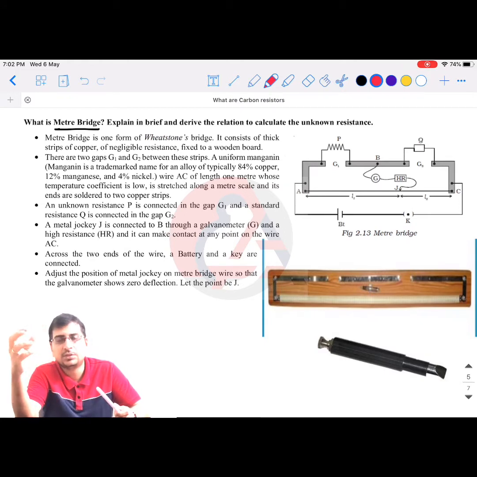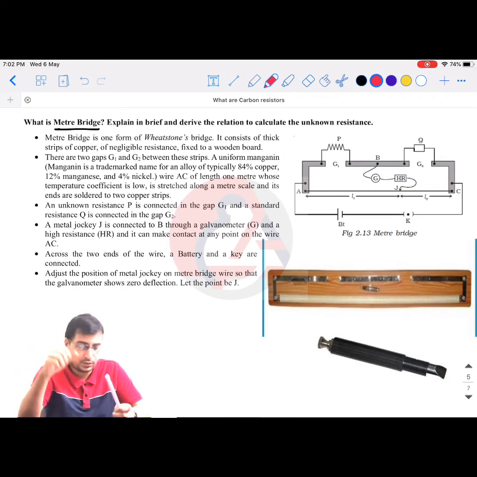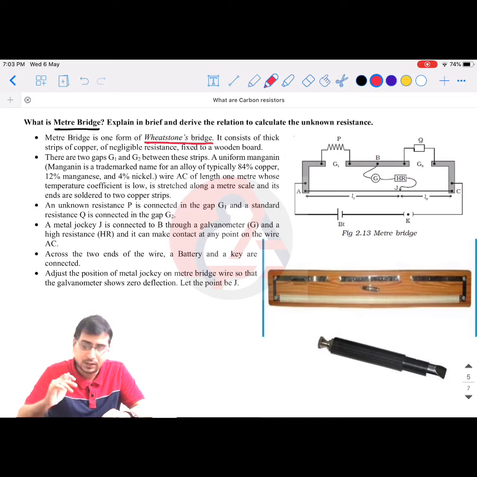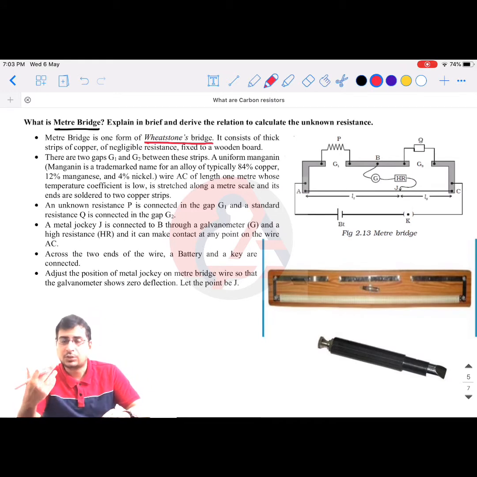Wheatstone bridge is a simple circuit which is used to calculate the unknown resistance when you have three other known resistances, right? So meter bridge is one form of Wheatstone bridge. So it is a practical application. So what does it consist? What does a meter bridge actually consist of?